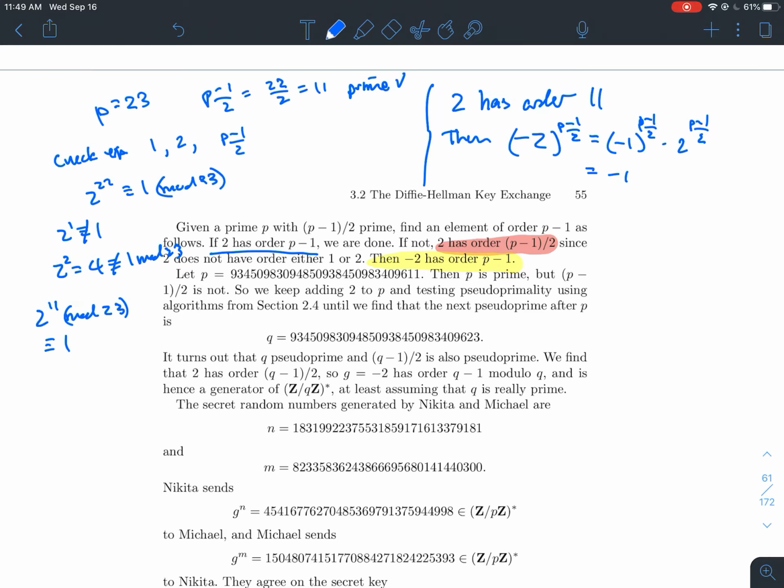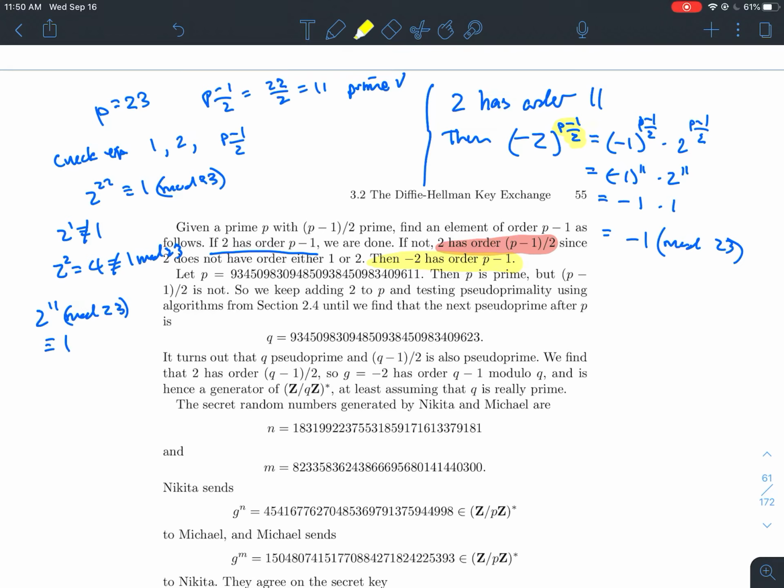Well, this is minus 1 to the 11th, though, and that's an odd power, which means the minus sign's sticking around. That's still minus 1. And then 2 to the P minus 1 over 2, that's 2 to the 11th, which we just computed was 1. So what am I trying to say here? Negative 2 to the 11th is not 1, it's negative 1. So what did that just justify? Mod 23, what I'm trying to justify is that 11 won't cut it as an exponent on negative 2 either.